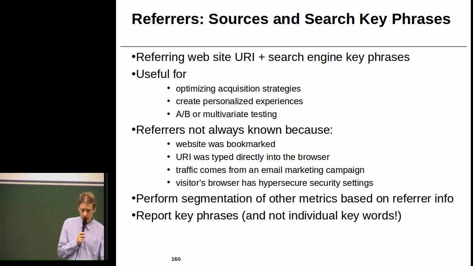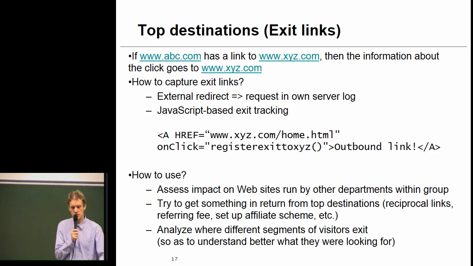Also very useful to look at are your top destinations or your exit links. Your top destinations or exit links are going to tell you where you're sending traffic to. For example, if the site www.abc.com has a link to xyz.com, then the information about the click is going to go to xyz.com. So if somebody clicks the link on abc.com, it will create an entry in the web server log of xyz.com, and the people from abc.com cannot see that somebody is leaving their website for xyz.com. Ideally, ABC wants to see where they are sending their users, because that gives you an idea about your top destinations or exit links.